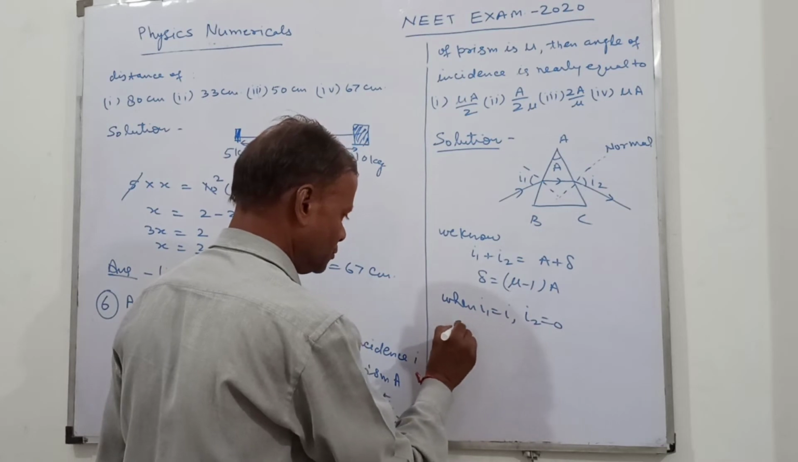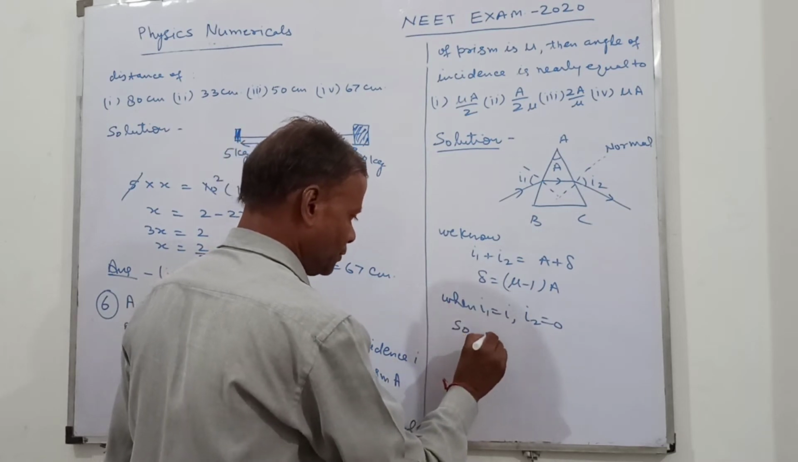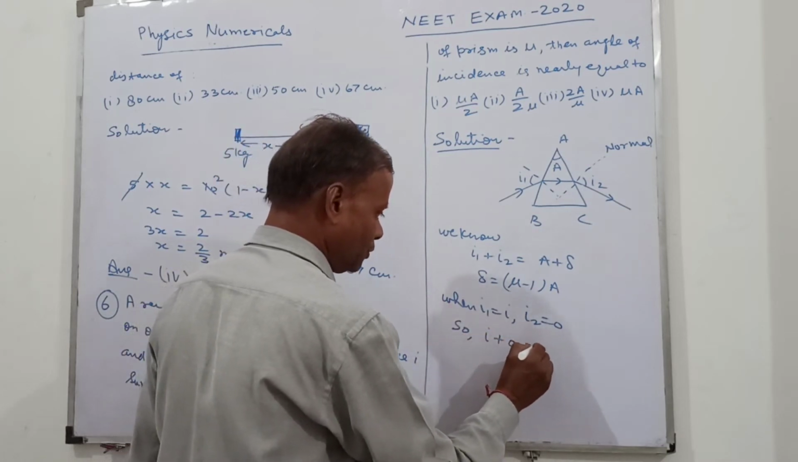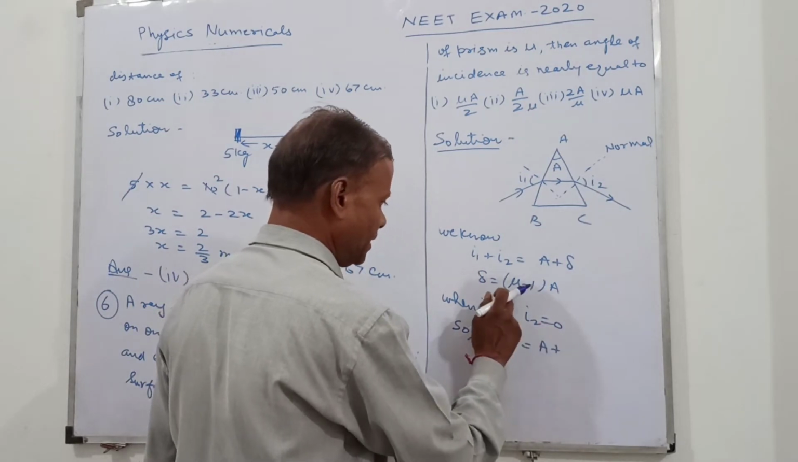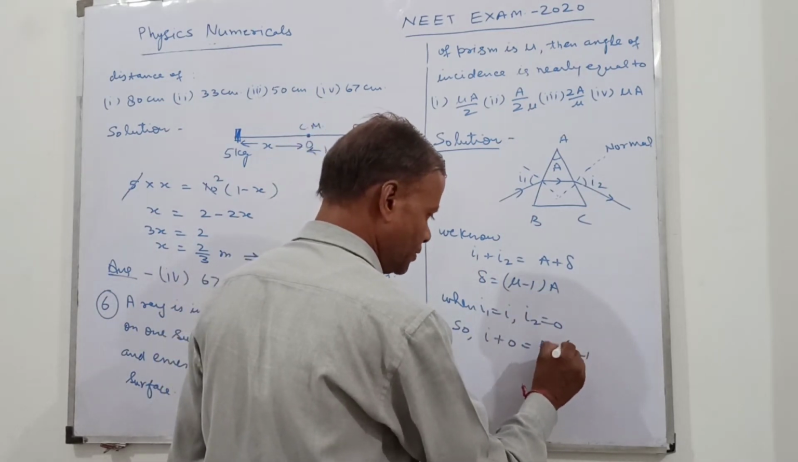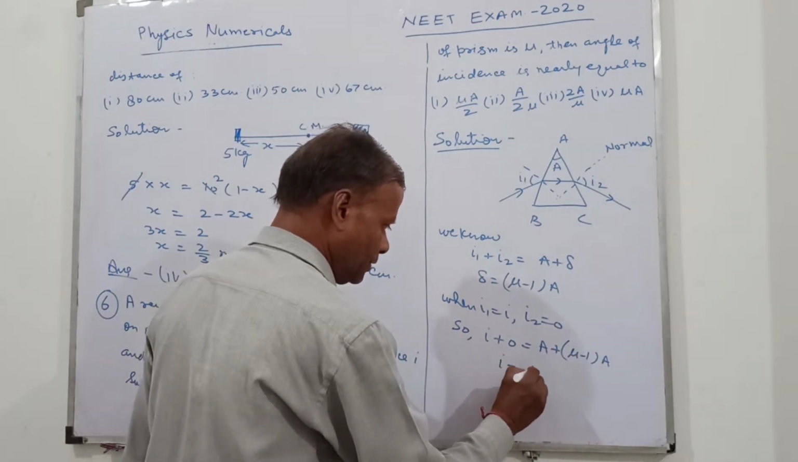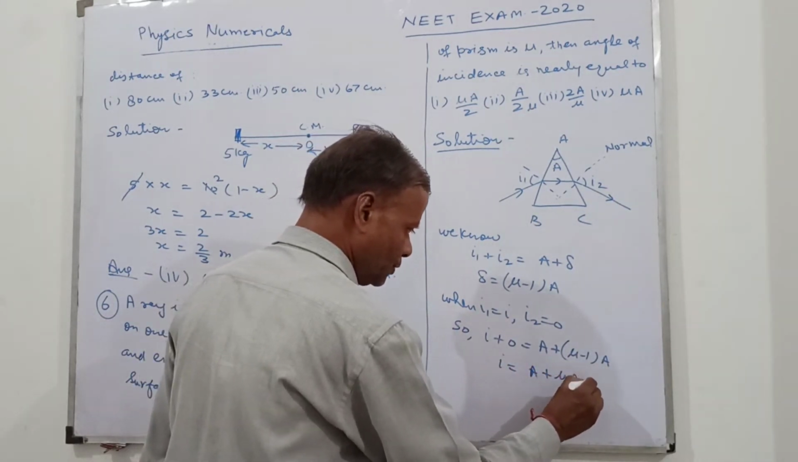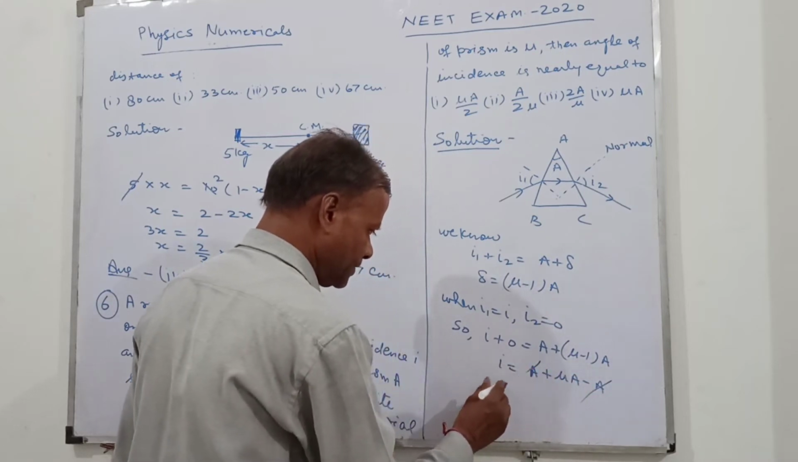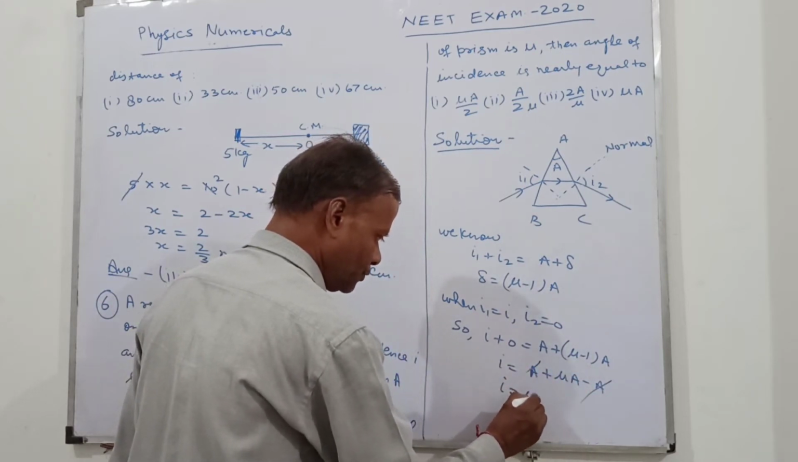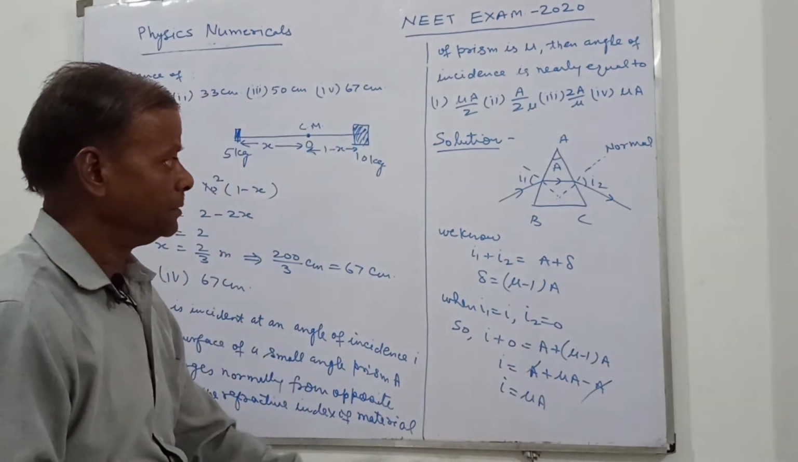So this is I plus 0 equal to A plus delta. This is mu minus 1 into A, so I equal to A plus mu A minus A. This A will cancel, so I equal to mu A. This is what they have taken.